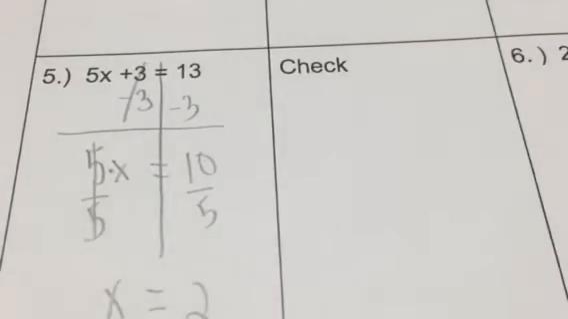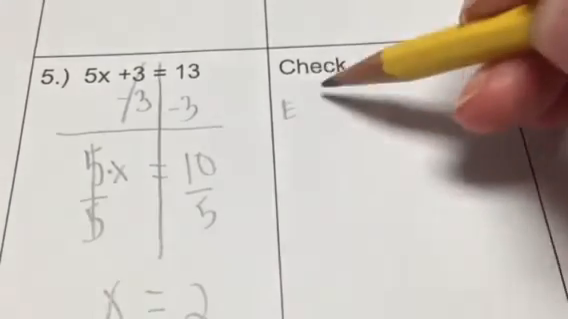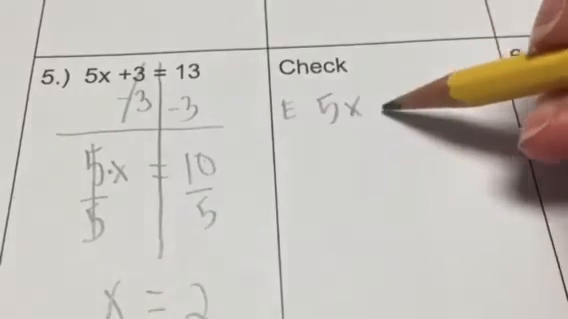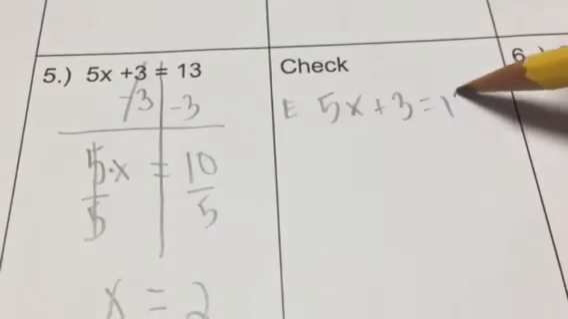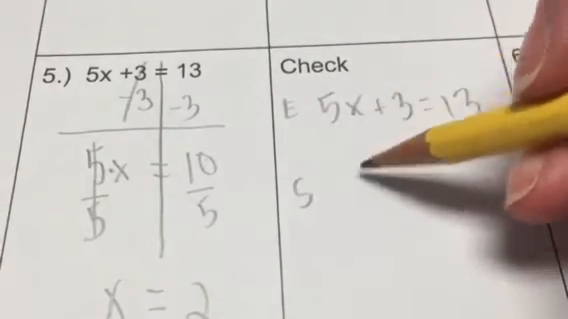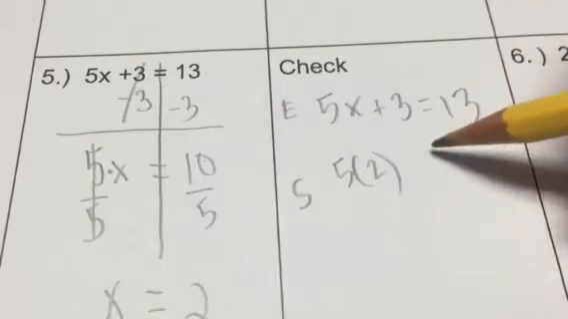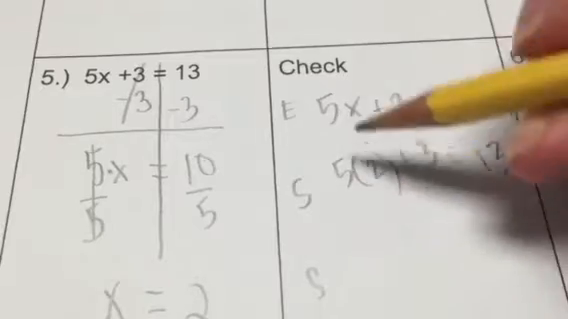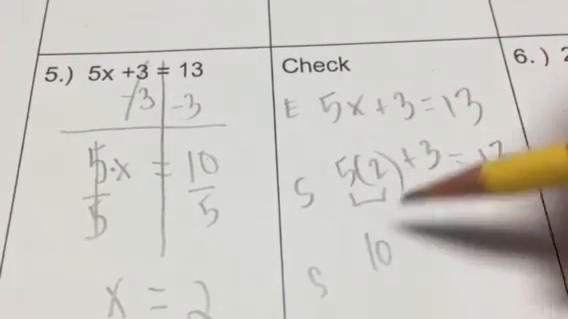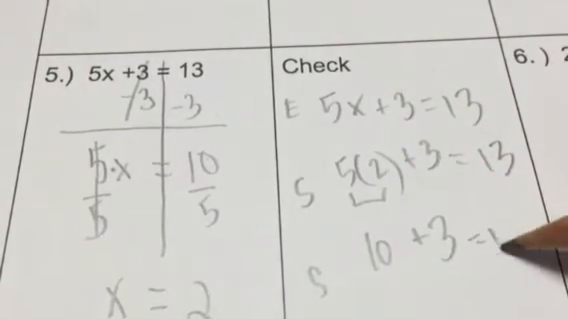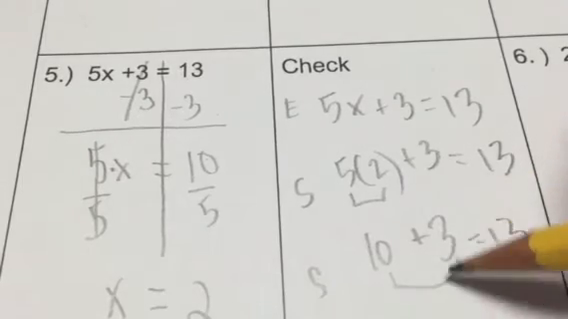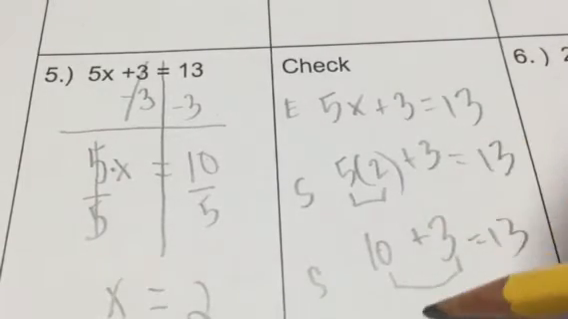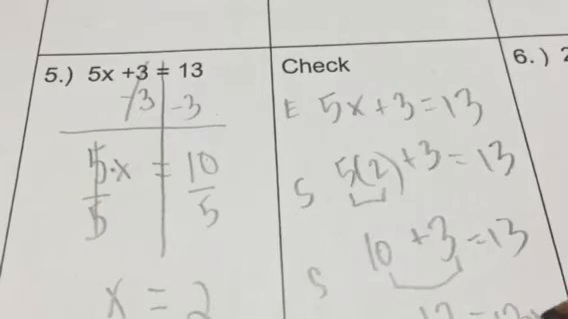Then we need to do our check. So I'm going to rewrite the equation. 5x plus 3 equals 13. Substitute in 5 times 2 plus 3, we hope is 13. Now I'm going to solve. 5 times 2 is 10 plus 3 is 13. And if I do 10 plus 3, I get 13 equals 13. Check.